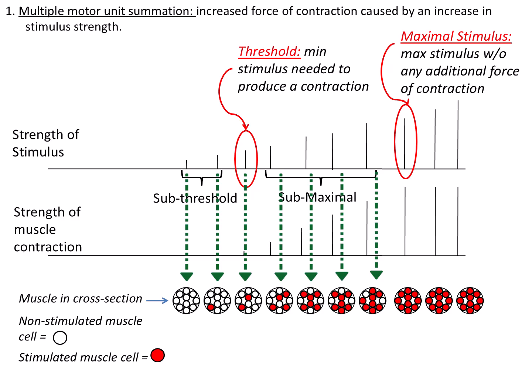Once the maximal stimulus is reached, all the muscle cells that are available within the muscle are contracting, so any additional stimuli applied cannot recruit any more muscle cells, which is why we don't see any increase in the strength of contraction. In multiple motor unit summation, the force of contraction increases by increasing the stimulus strength. With each increase in stimulus strength, more muscle cells are recruited to participate in the contraction until all the muscle cells that are available to participate are contracting.